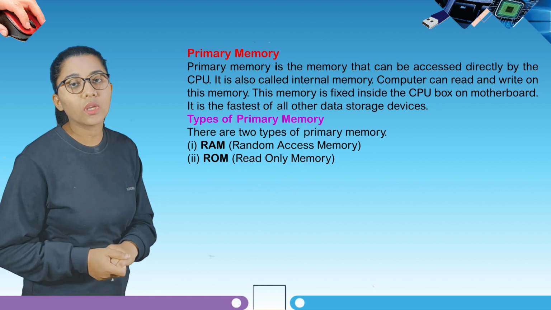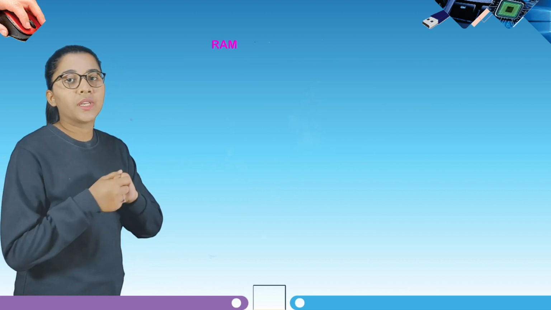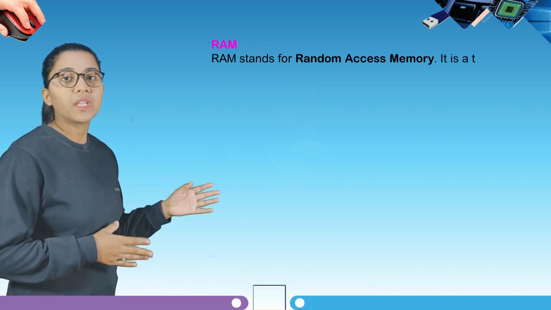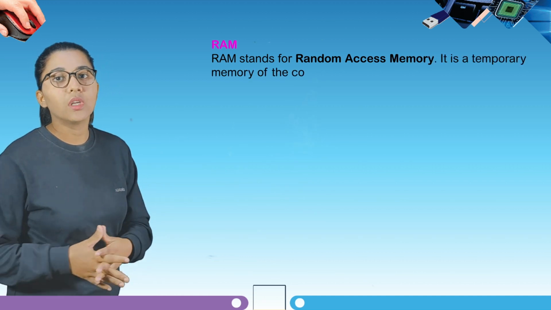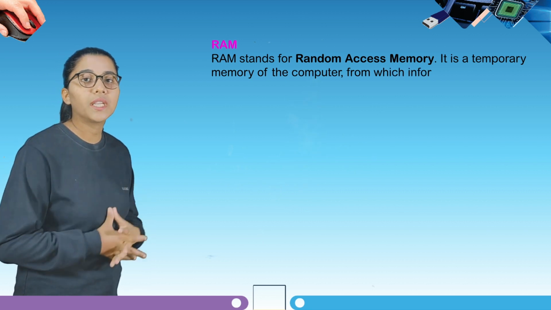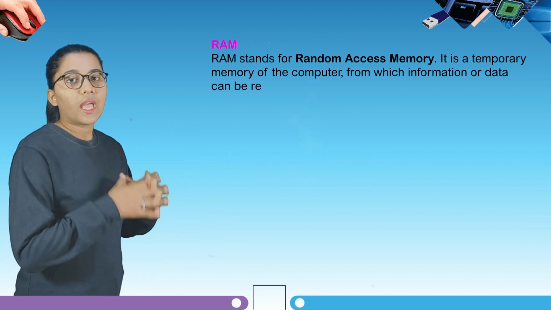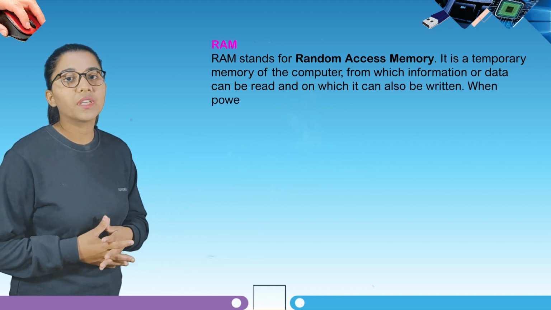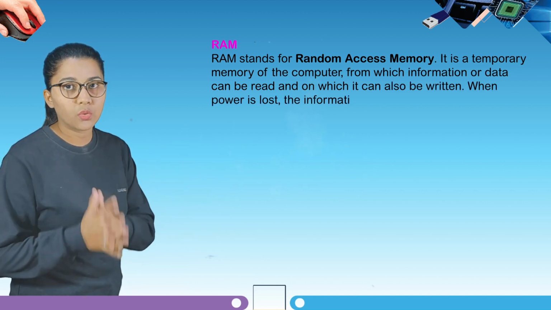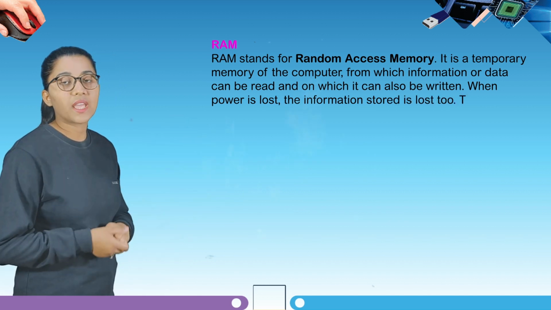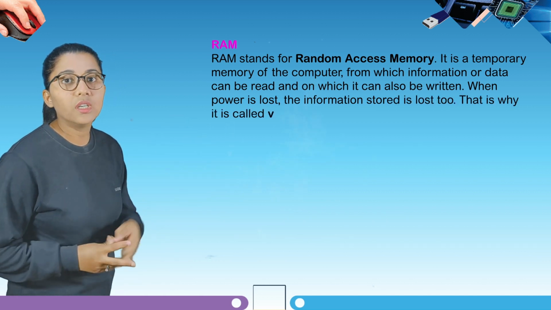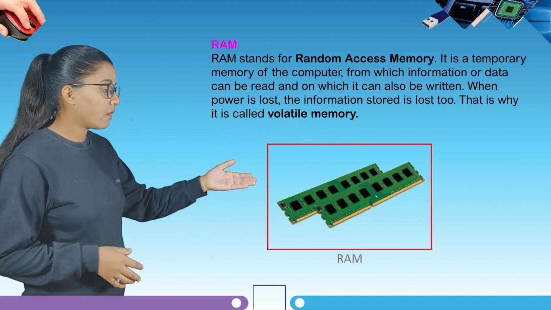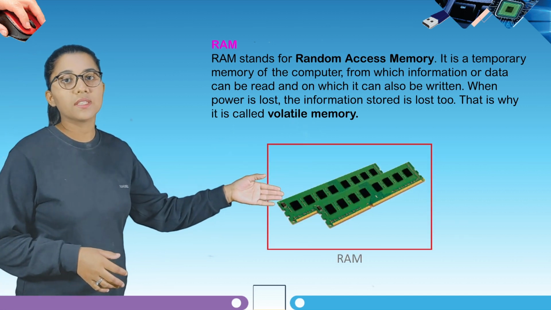So let's learn about RAM in detail. RAM stands for random access memory. It is a temporary memory of the computer from which information or data can be read and on which it can also be written. When power is lost, the information stored is lost too. That is why it is called a volatile memory. So students, here you can see the picture of a RAM, that is random access memory.